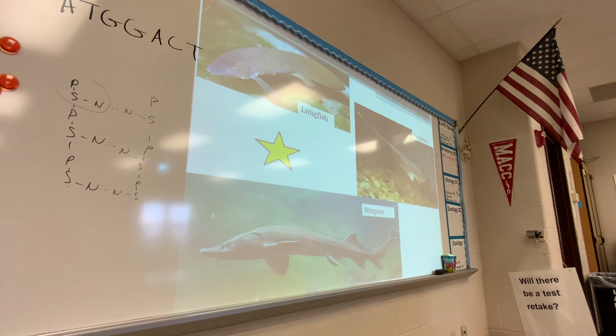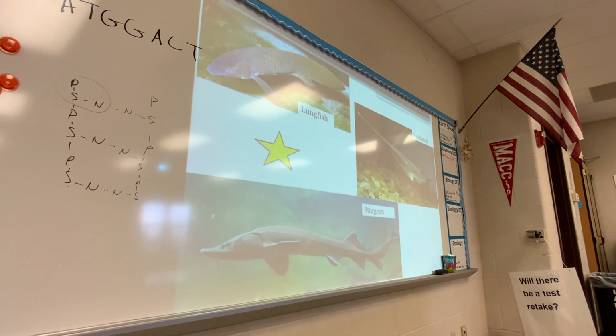Okay, so lungfish, paddlefish, and sturgeon, just some examples of what they look like. The lungfish usually have a stockier body because, again, they have to navigate those muddy kind of areas, and so being able to dig and move through the mud is important for them.